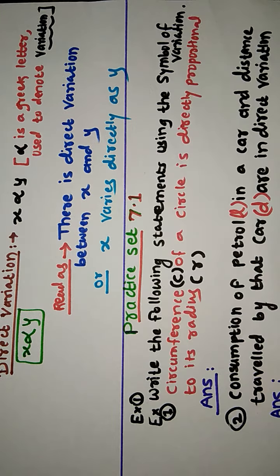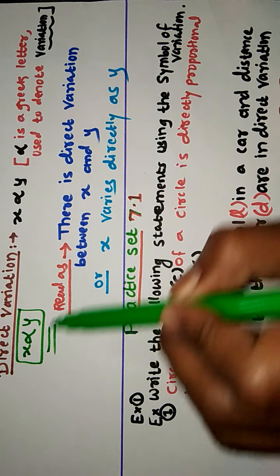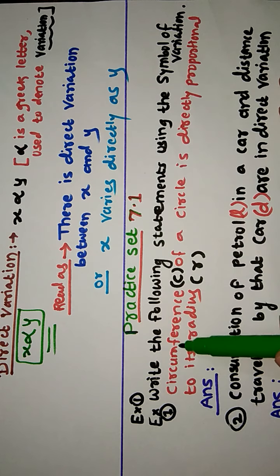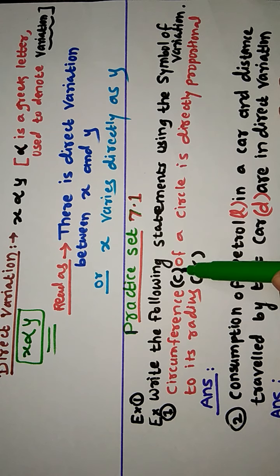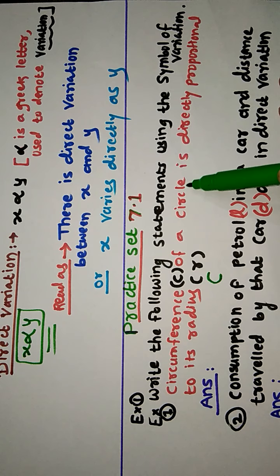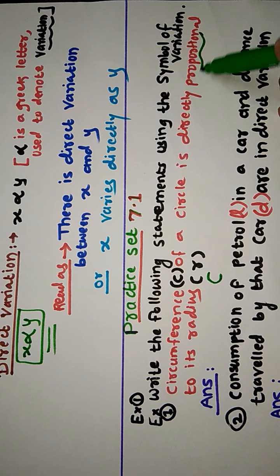See the first example. Write the following statement using the symbol of variation. Write only in this form, symbolically. The circumference C of a circle, this is a circumference, is directly proportional.